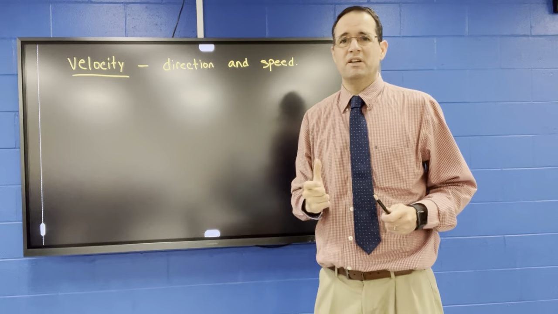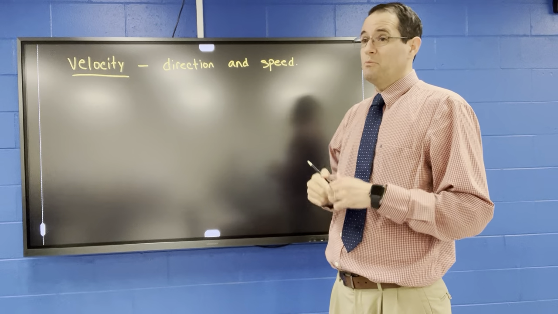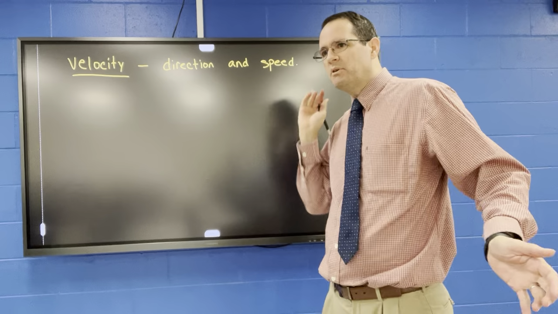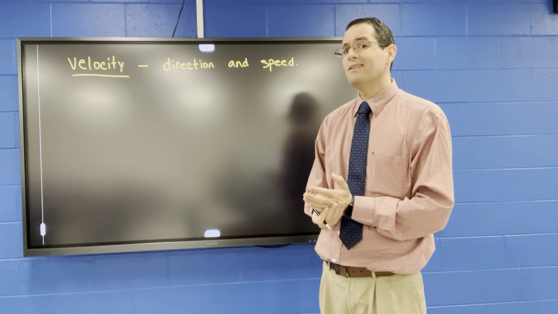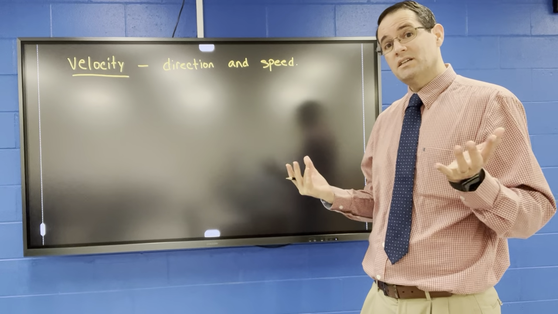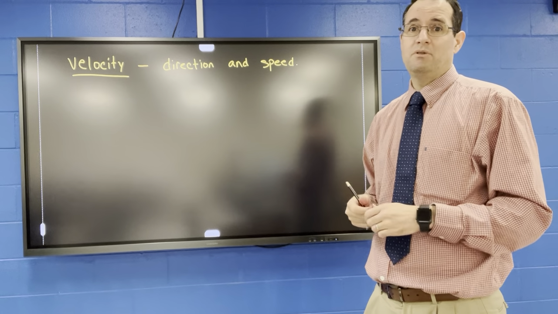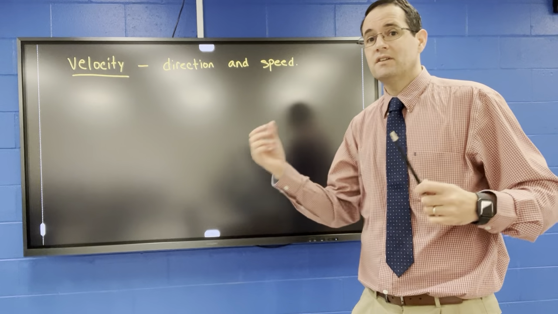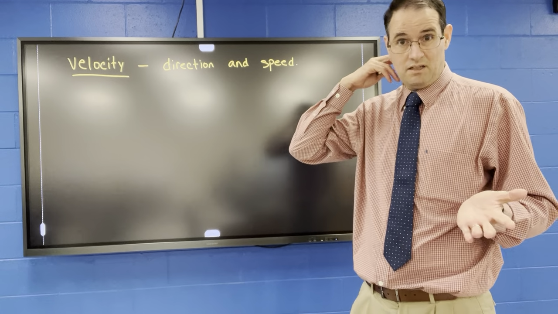If I say a baseball was thrown at 40 miles per hour, you might be assuming, okay, well, it's a pitch. It's being thrown towards the batter or something. 40 miles per hour is pretty slow nowadays for a pitch in Major League Baseball. It could be a throw to first base, or it could be a throw from the outfield to the infield. I mean, we don't have the direction. We just have the speed, okay?